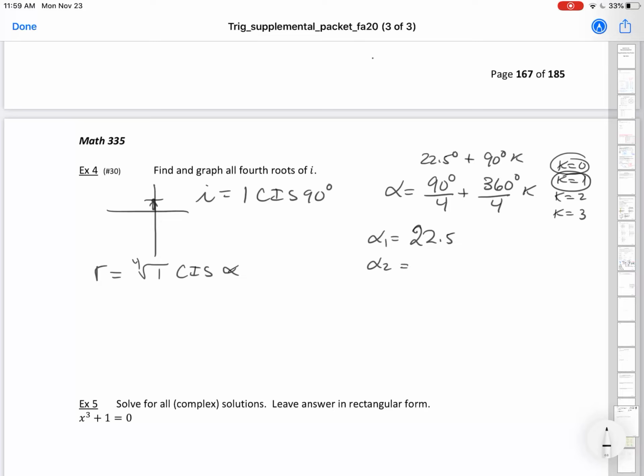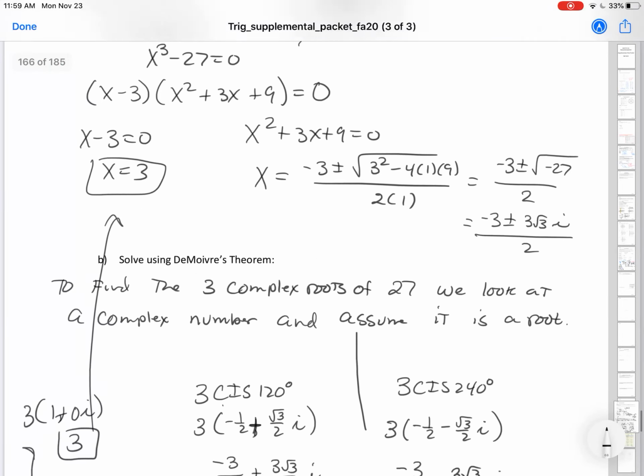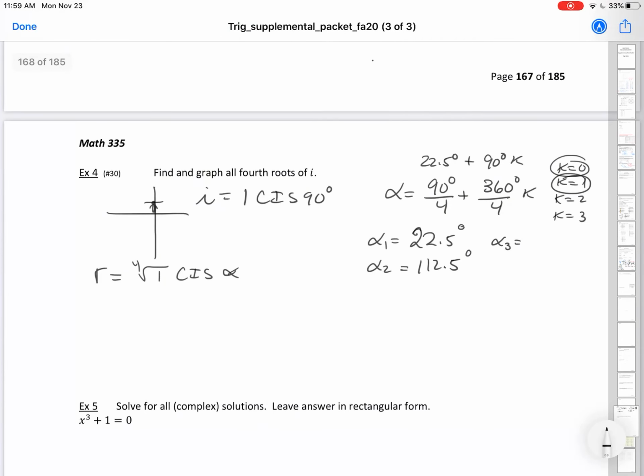When k equals 1, for alpha 2, I'm going to take 22.5 and add 90. So essentially you're just adding 90 however many times, 4 times. And so we're going to get 112.5 degrees. Alpha 3 is going to be 90 more than that. That's all that's happening every time. So just to truncate it down a little bit, we're just adding 90 however many times: 202.5 degrees. And then adding 90 to that would be 292.5 degrees. Those are your 4 angles.